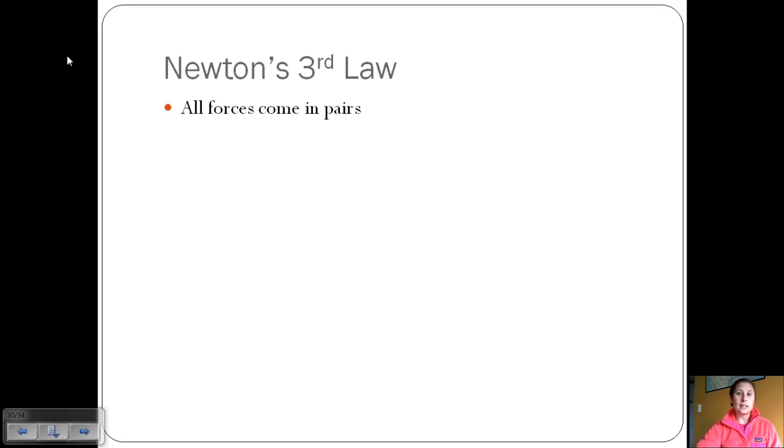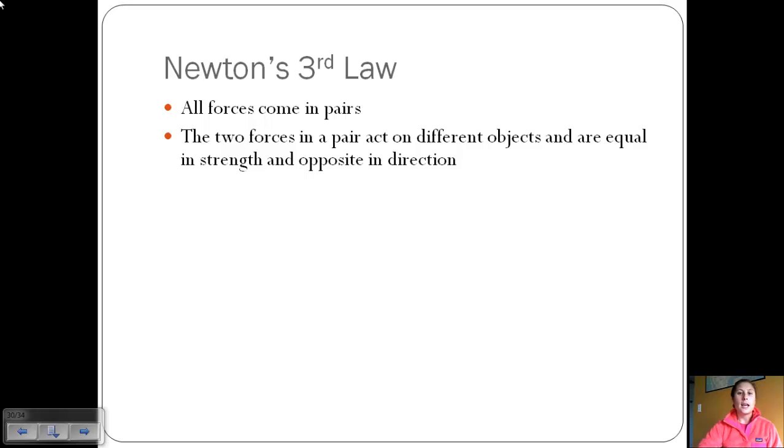Okay, so Newton's third law basically says that all forces come in pairs. And these two forces that are in the pair act on different objects, just like you acting on your friend and then your friend acting on you. And they are equal in strength and opposite in direction. And so we would write this as the force of A on B is equal to the negative force of B on A. So different objects, equal in strength, opposite in direction. That's why one is positive and one is negative.